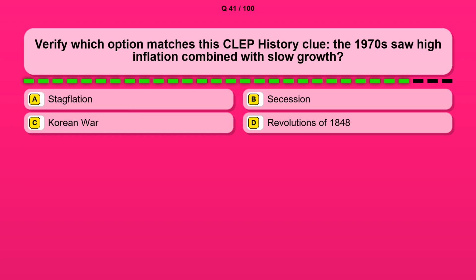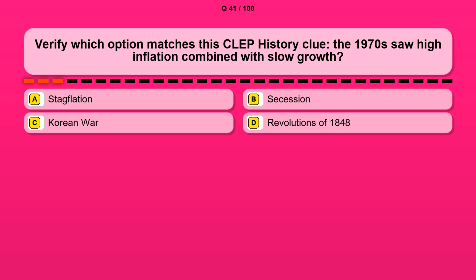Question 41. Verify which option matches this CLEP history clue. The 1970s saw high inflation combined with slow growth? Option A, stagflation. Option B, secession. Option C, Korean War. Option D, revolutions of 1848.